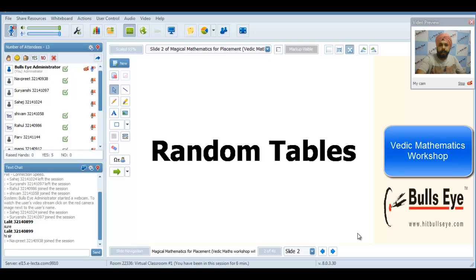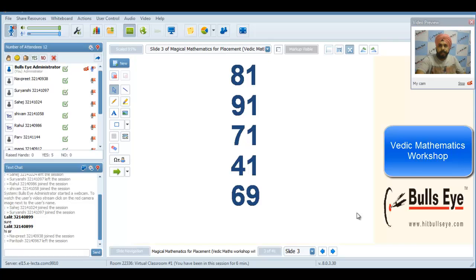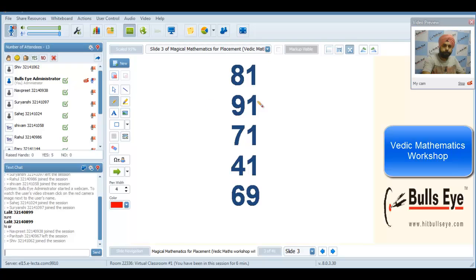The first thing I will tell all of you to focus on here is some random tables which help you in improving your calculation speed. For example, just have a look at the very first table given over here. Table of 81.